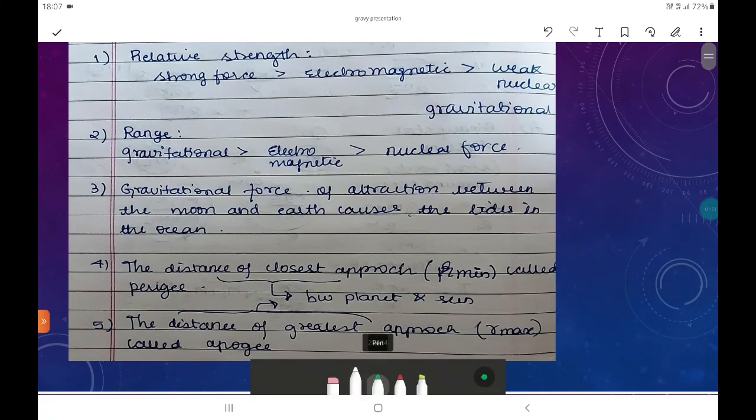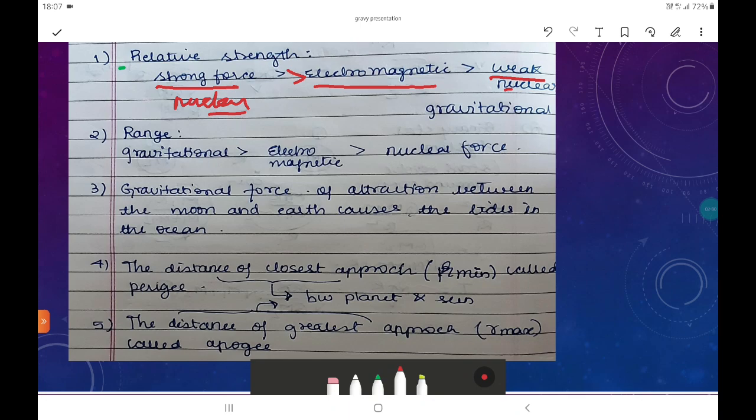The first point is about relative strength. What is relative strength? You have different types of forces: nuclear forces, electromagnetic forces, and gravitational forces. If you arrange them on the basis of strength, how strong each force is, you will observe that the strong nuclear force is the strongest force. Then comes the electromagnetic force, then the weak nuclear force, and then the gravitational force.